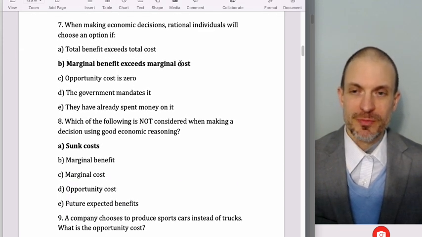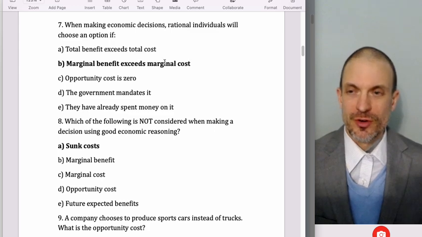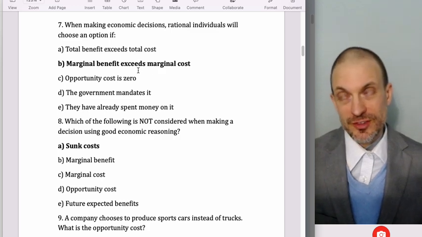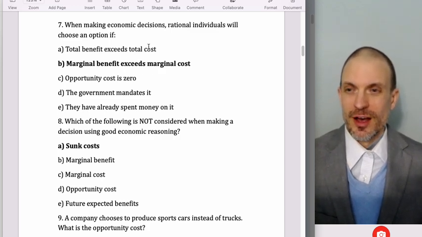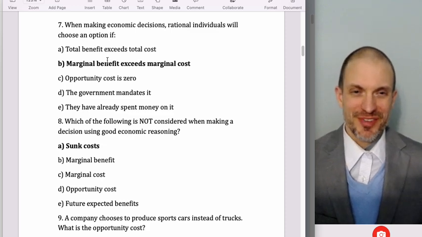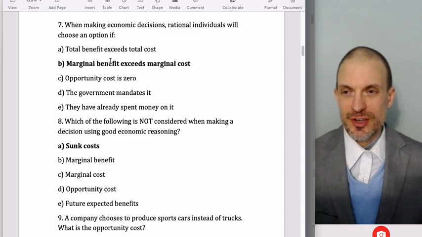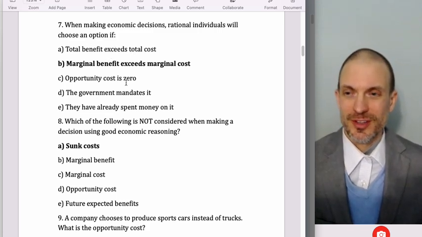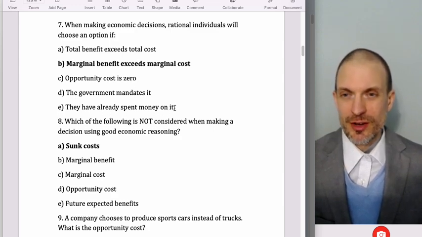All right, so when making economic decisions, a rational individual would choose an option when the marginal benefit is at least as big as the marginal cost. So a correct answer here would be marginal benefit equals marginal cost, exceeds marginal cost, is at least as big as, something like that. Total benefit exceeds total cost? Well, if that's happening, probably marginal benefit's still bigger than marginal cost, because when marginal benefit equals marginal cost, then you've maximized the difference between total benefit and total cost. Opportunity cost is 0? No, probably not. Government mandates it? No. They've already spent money on it. Nope, that would be a sunk cost.